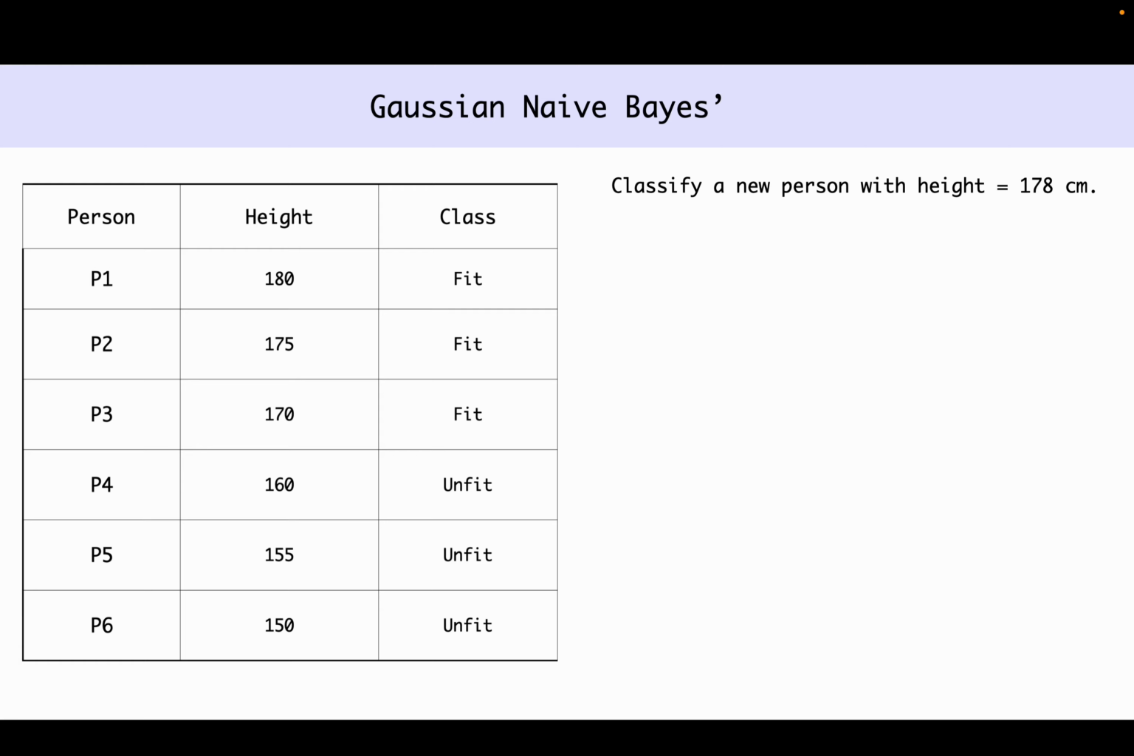Let us consider a new height, which is 178 centimeters, which we would like to classify as fit or unfit. First we compute two probabilities: the probability of fit given height as 178, and the probability of unfit given height as 178. Whichever probability is more, we classify this data point to that class. These are the posterior probabilities as per naive Bayes, so we need to first get the priors, evidence, likelihood function, all those things.